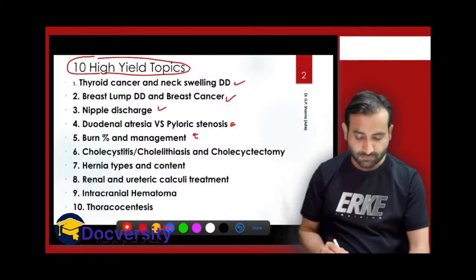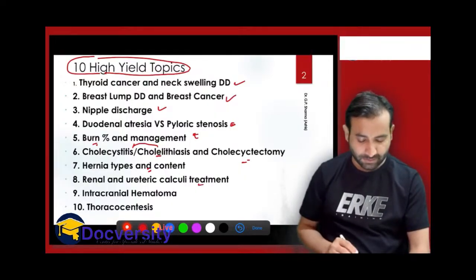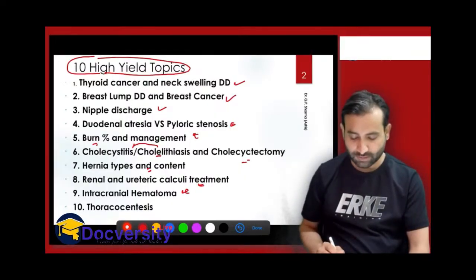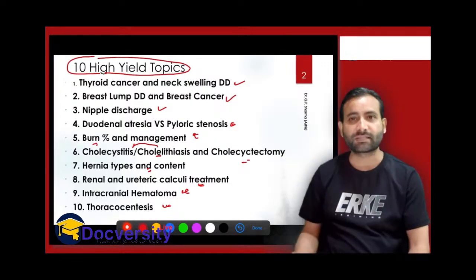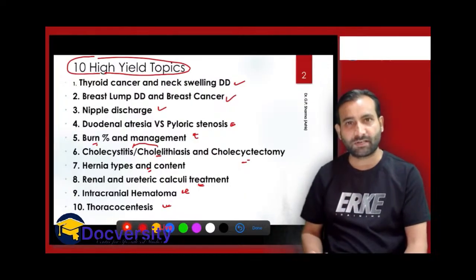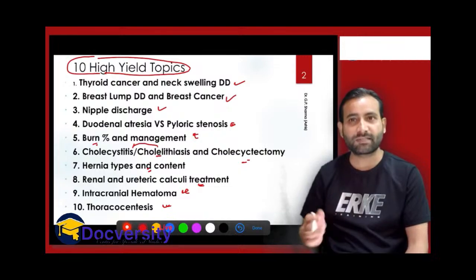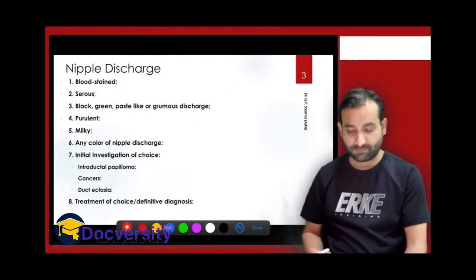Nipple discharge, duodenal atresia versus pyloric stenosis, burn percentage and management, percentage calculation, cholecystitis, cholelithiasis. That cholelithiasis leads to cholecystitis, right? And cholecystectomy indications. Hernia types and content, renal and ureteric calculi treatment. Similarly, the intracranial hematoma and thoracocentesis. So these are the high-yield 10 topics which can be asked in the upcoming FMGE exam. So please, at the last moment, you can revise these 10 topics and then go to your exam, right?